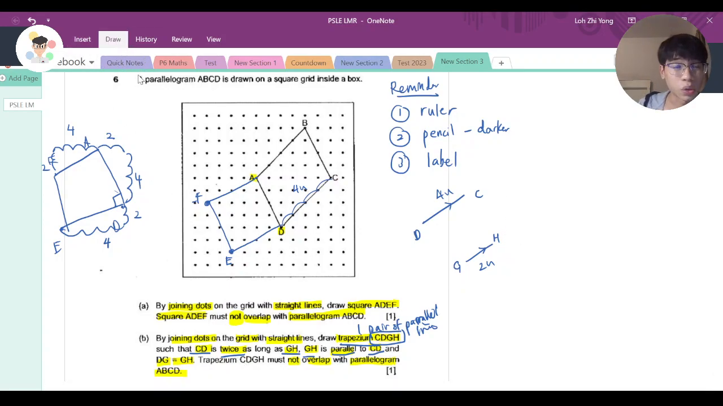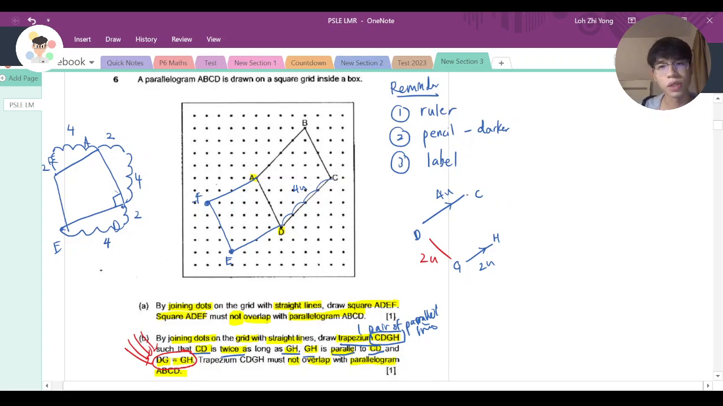DG is equal to GH. Can you see here? DG is equal to GH, which means that here is also 2 units. You get the idea? Because DG and GH are the same, it tells us that it will be the same. So here is also 2 units.